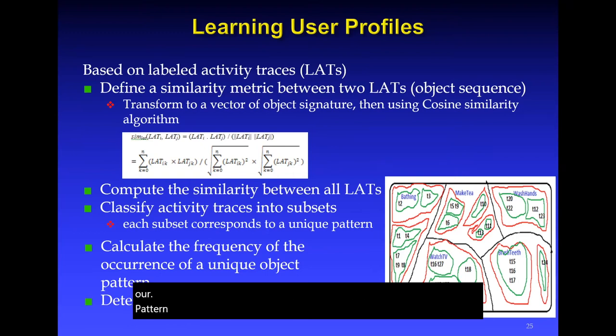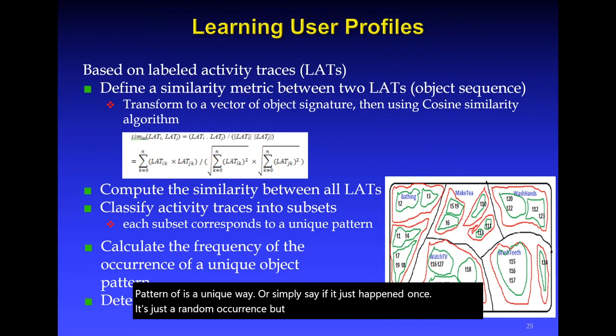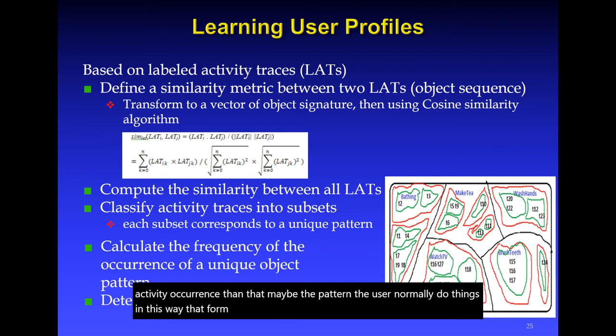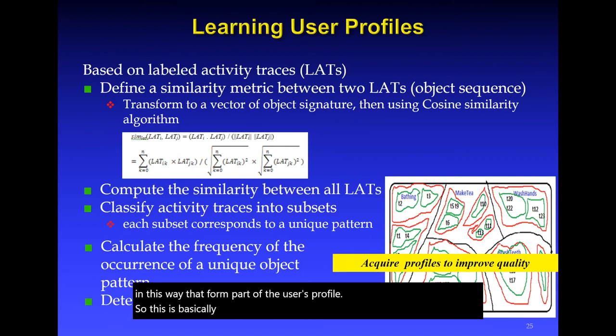Or it is a unique way. Simply say, if it just happened once, it's just a random occurrence. But if it happened in, you know, 80% of the activity occurrences, then that's maybe the pattern the user normally does things in this way. That forms part of the user's profile. So this is basically to acquire the profiles to improve the model quality. That will support what we talk about as personalized services. What we mean by personalized is that we base it on that person's specific way of doing things.